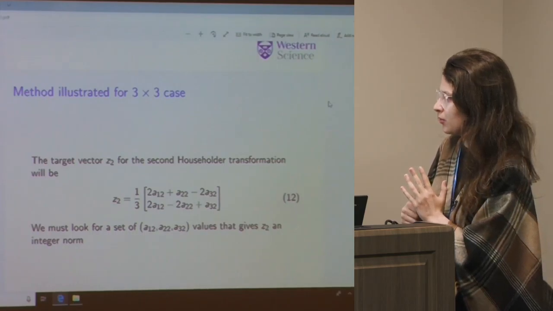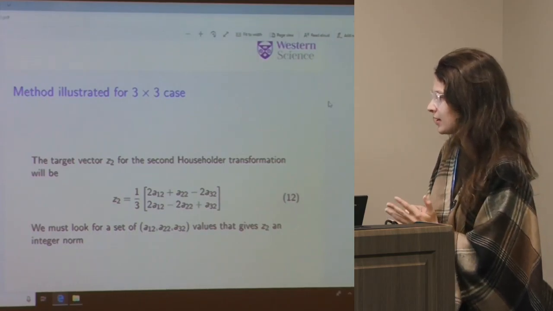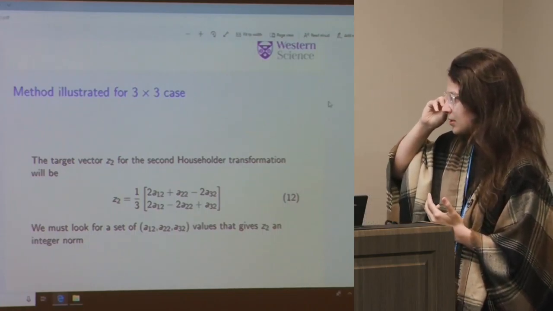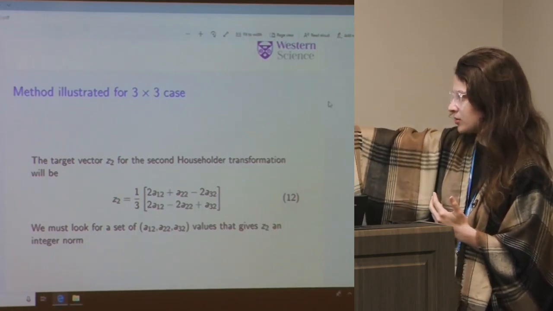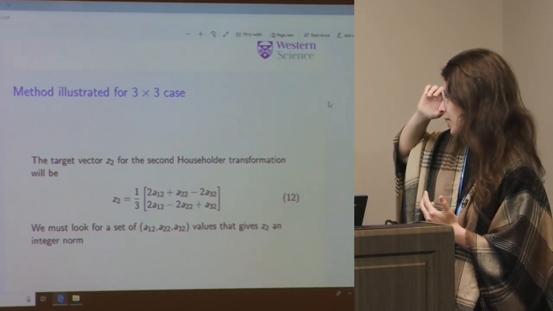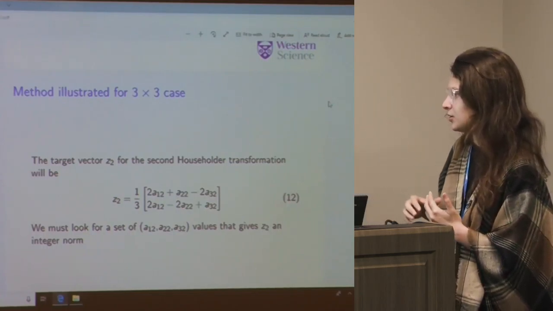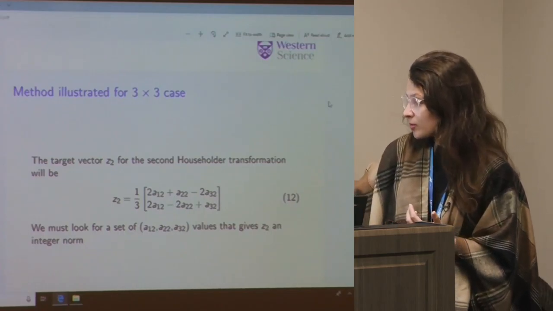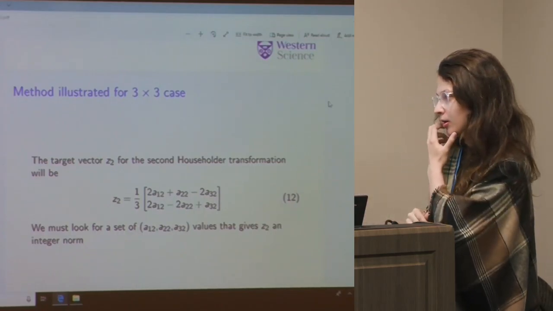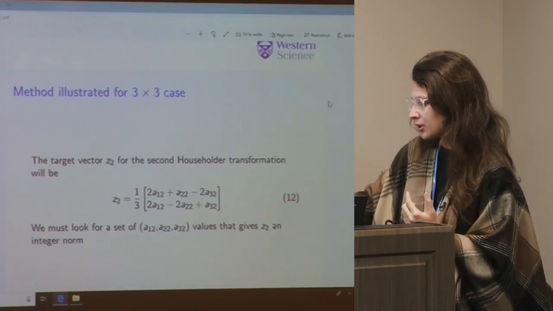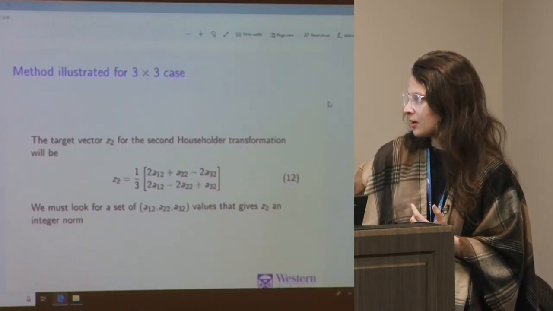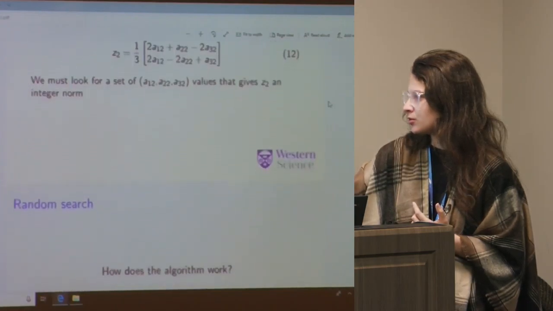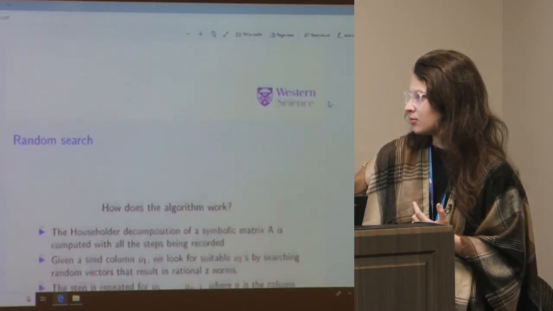So in order to guarantee that the second step of the householder transformation will be rational, we must look for a set of variables A that gives Z2 an integer norm. There are a number of ways in which we could do this search. The way that we found most efficient, the way that we chose to do it, is by random search.